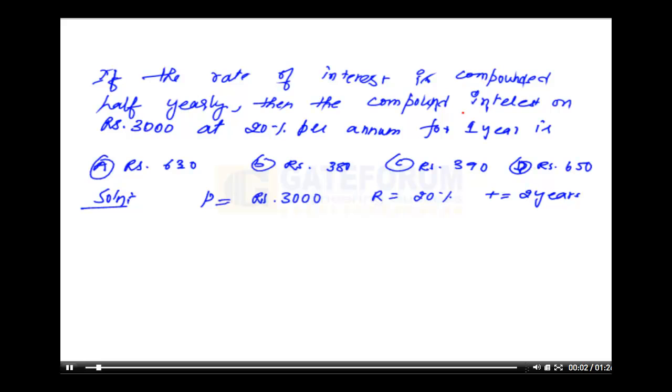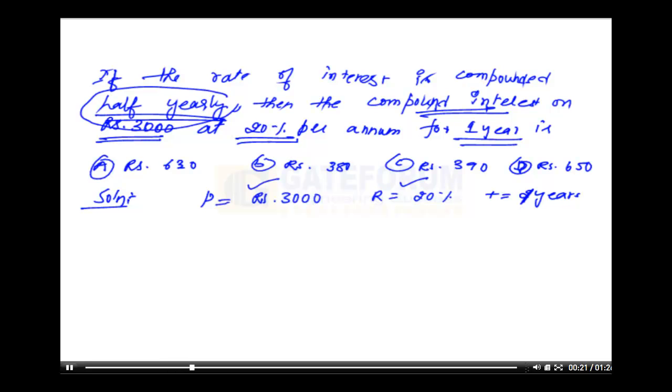Compound interest on rupees 3,000 at 20% per annum for 1 year, if it is compounded half yearly. Here the principal amount is given as 3,000, the rate of interest is 20%, whereas the time is 1 year. The most important thing is that interest is compounding half yearly. So the formula will be A equals P into 1 plus R by 2 by 100 raised to the power of 2n.